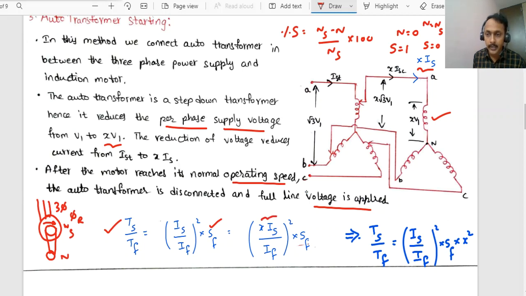So here Ts, the starting torque, divided by T full load torque will be equal to Is divided by If, starting current by full load current, squared, into SF, the slip at full load, into x squared. So this is the starting method using the auto transformer.